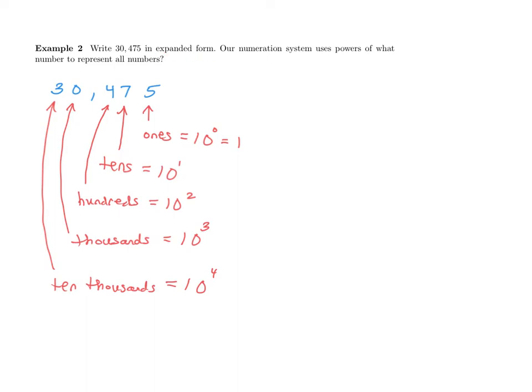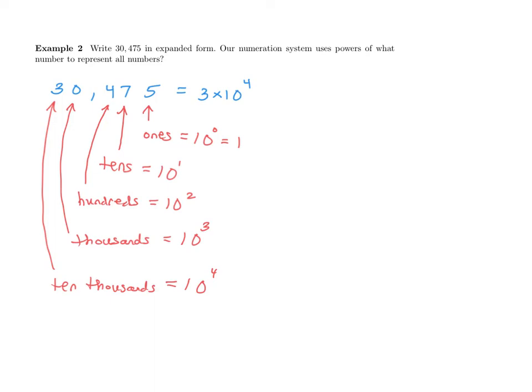Expanded form means we're going to take this number and we're going to write it out as a sum using these place values here. Here's what that will look like. I'm going to start with the 10,000s place. When you say 3 here, we're really saying you have 3 groups of 10,000, so 30,000. The way you could write this is as 3 times 10 to the power of 4. 10 to the power of 4 is 10,000.